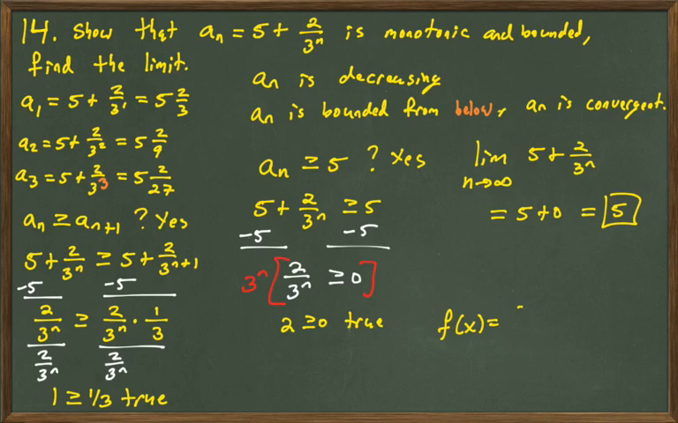Okay, we could also compare it to the function. Well, we'll just look at the 2 over 3 to the n. So the function 2 over 3 to the x is the same thing as 2 times 1/3 to the x power, and that's an exponential function where the base is less than 1. And so if the base is less than 1, then the function is going to go to 0 as x goes to infinity. Okay, and so the 2 over 3 to the n is going to do the same thing as that function. It's going to go to 0, and so this limit is going to converge to 5, which would be the infimum of this sequence.